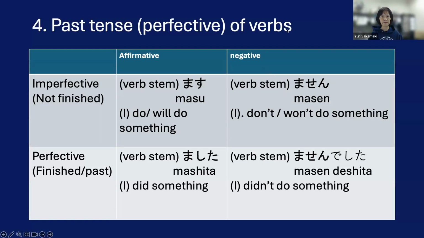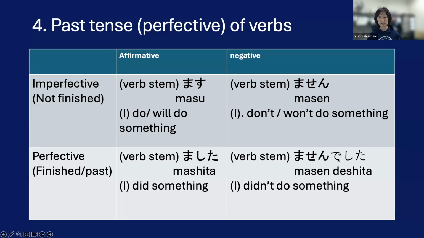Now let's move on to the verb sentences of past tense, affirmative and negative. So we already know masu, as in 食べます. You eat or you will eat, 食べます. If you don't, 食べません. But new part here is I did. So I ate. 食べました. So 食べ part doesn't change. It's 食べ, that's the stem. 食べます. 食べません. 食べました. And if you didn't eat, 食べませんでした.